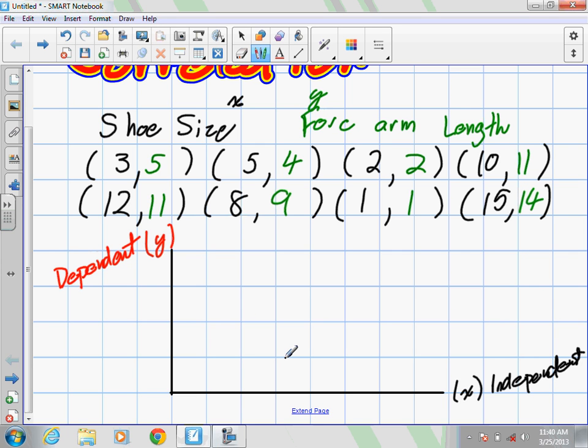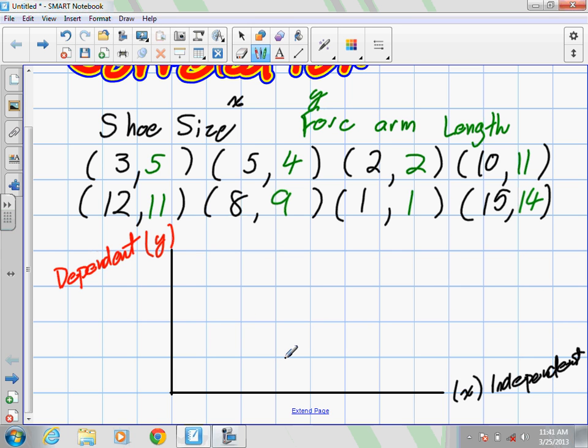Now this one here, shoe size versus forearm length. Are we able to say that one causes the other? It may not be a weak correlation. Would you say that because your shoe size is bigger, therefore your forearm must be longer? Or could you say the opposite, that because your forearms are large, your shoe size must be large? We can't logically choose one over the other.